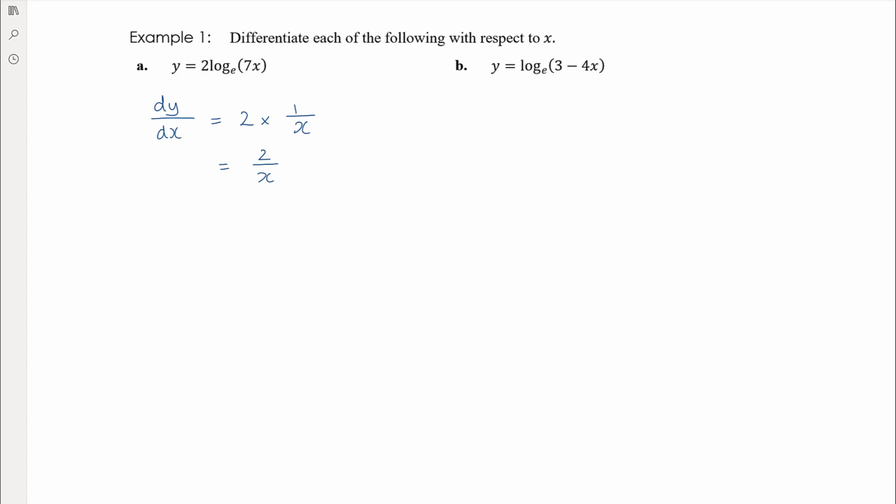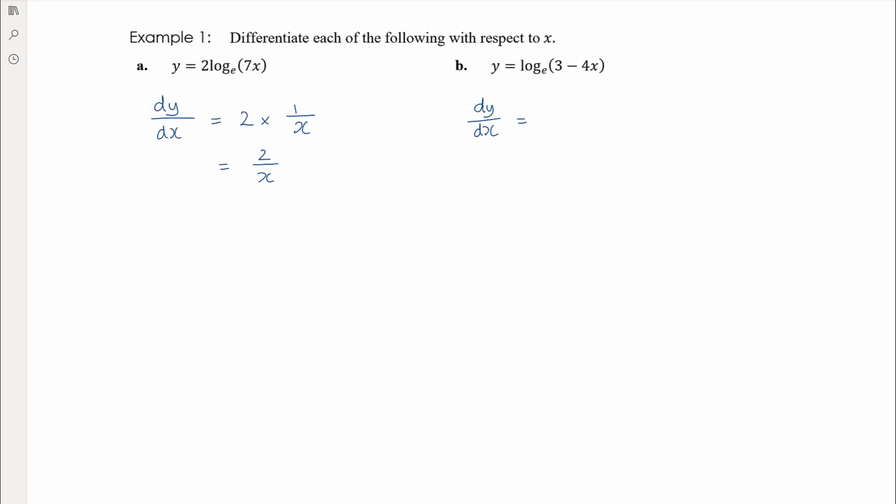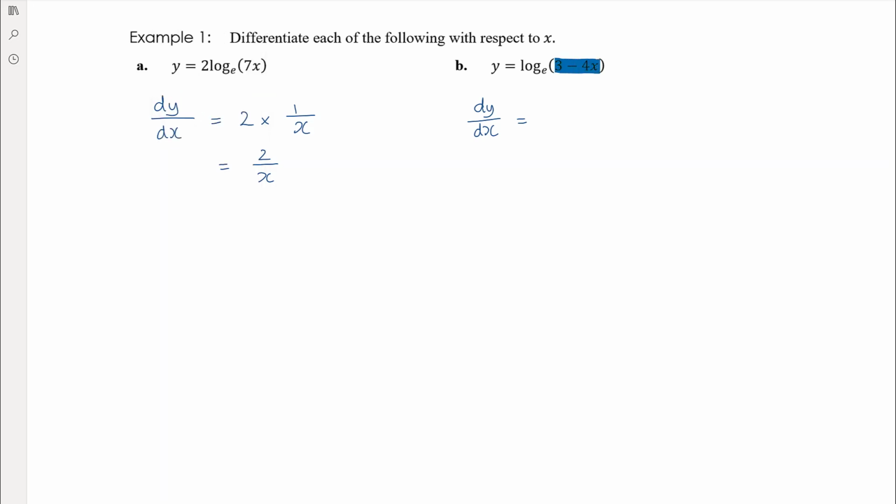Okay, the second one here, we've got dy dx. So you're going to need your chain rule here. Okay, we don't want to have to use let u equal every time. So I'm just going to get a sort of dark coloured highlighter. Okay, so let's imagine we're going to cover up our inside function. So we've got log e of something, log e of blue blob. Derivative of log e of blue blob is 1 on blue blob.